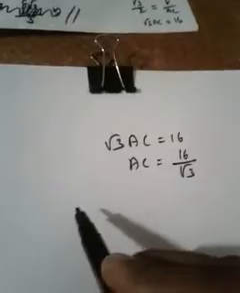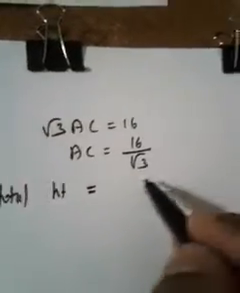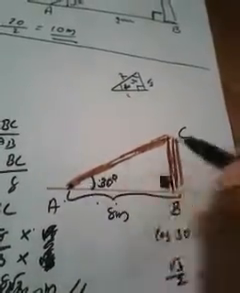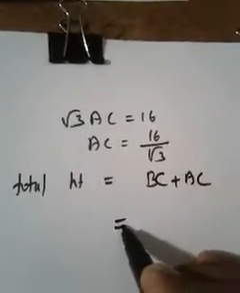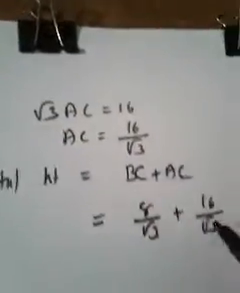You may have understood. And what will be the total height of the tree? We have to calculate the total height of the tree. From the figure it is very clear that the total height of the tree is nothing but BC plus AC. What is BC? BC we got as 8 by root 3. What is AC? We got AC as 16 by root 3.